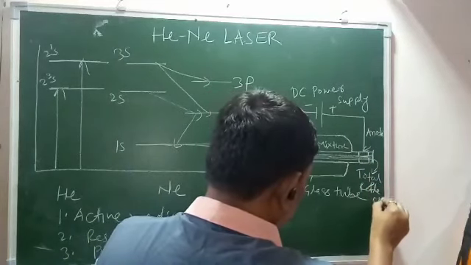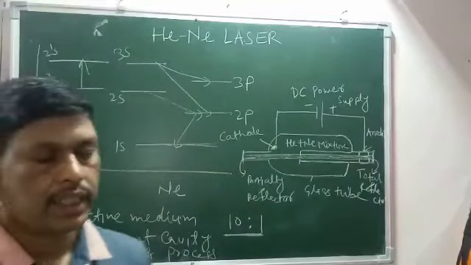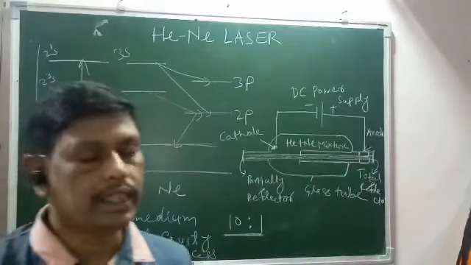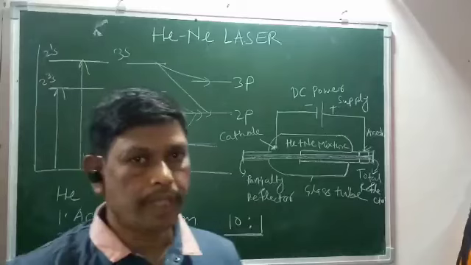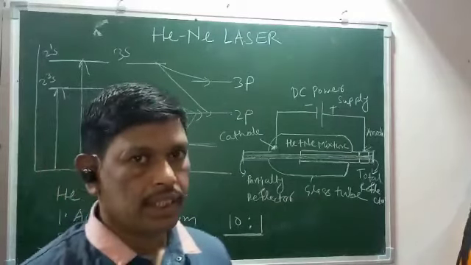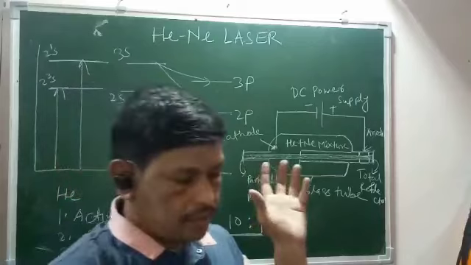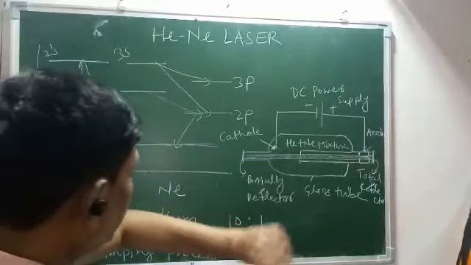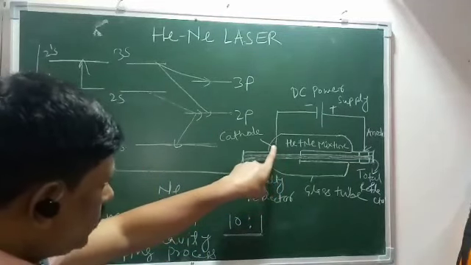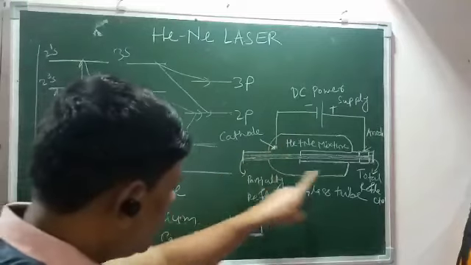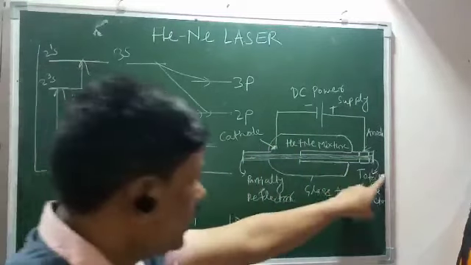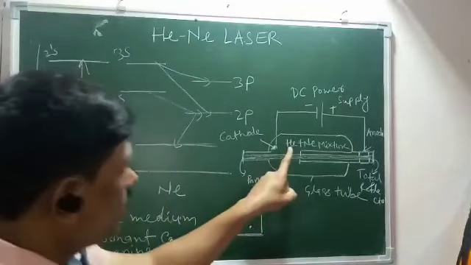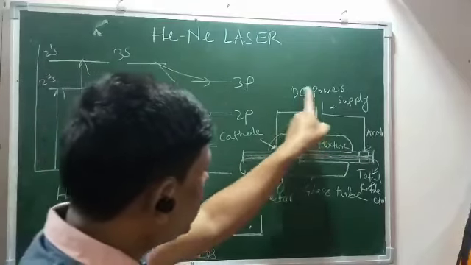So here the glass tube where the helium neon mixture is contained itself behaves like a resonant cavity. The ends of the glass tube are made as a total and a partial reflector. This becomes the resonant arrangement. So the glass tube contains the helium neon mixture and the reflectors, and that helium neon mixture tube is connected with a DC power supply.